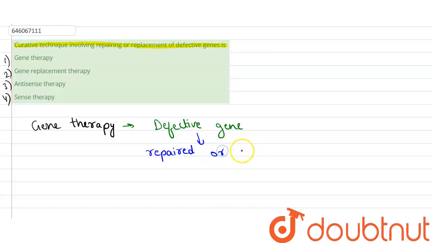possible, then it can be replaced by a normal gene. Repaired to become a normal gene and replaced by a normal gene. In both conditions, the final case will be a normal, normal functioning gene. Alright, so this is gene therapy. So the correct option would be option 1.